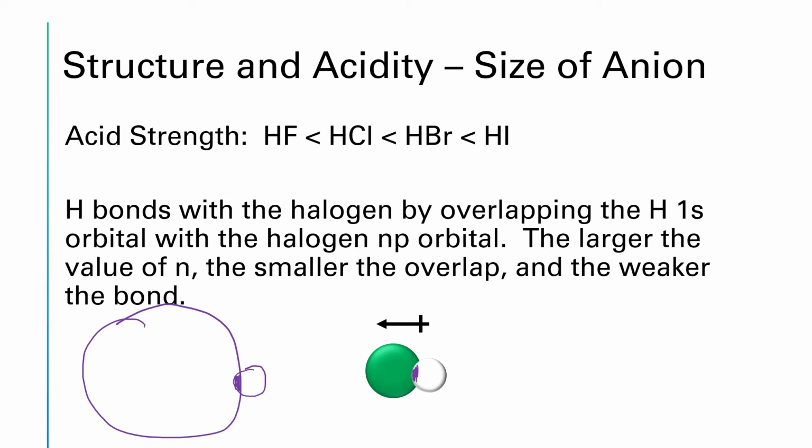And remember, the size of the atoms increases as you move down the periodic table, right? So the fluorine atom is much smaller than chlorine, which is much smaller than bromine, and the biggest of these is going to be the iodine. So as that halogen atom gets bigger, the overlap between the orbitals gets smaller, and the easier it is for the proton to ionize.